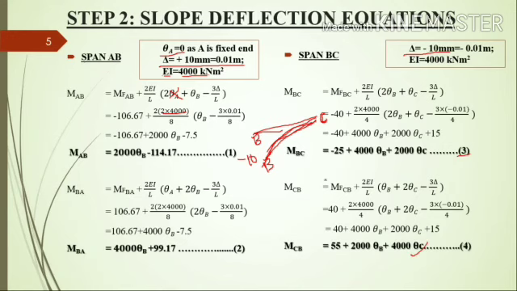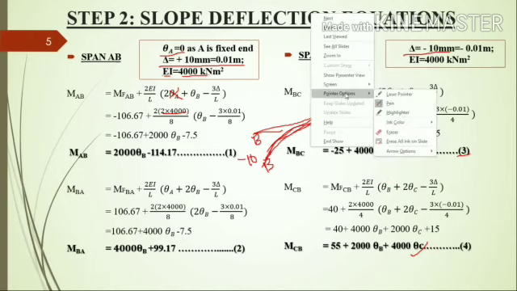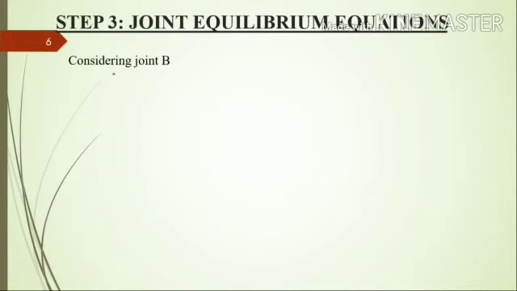So we get four equations in which there are two unknowns, theta B and theta C. We need a minimum of two equations to find these unknowns. So our next step is the joint equilibrium equations. Consider the joint B. We know that sigma MB equal to 0.